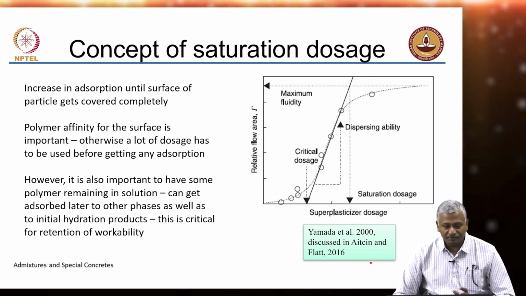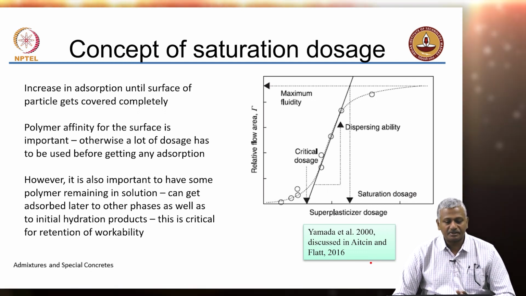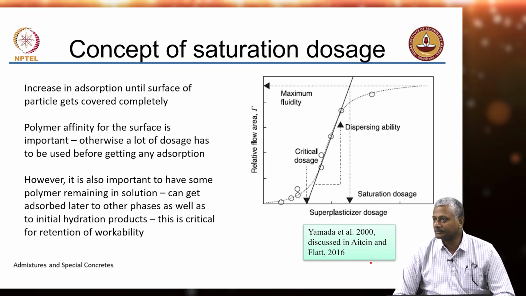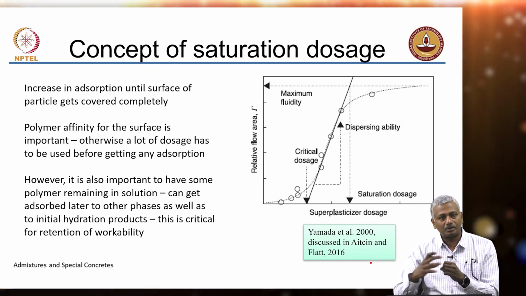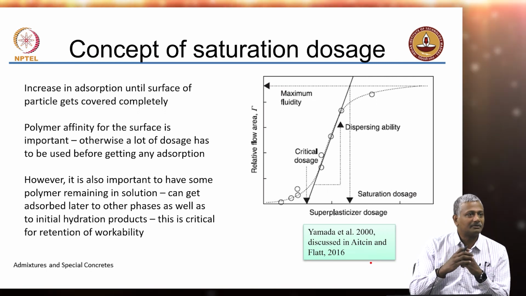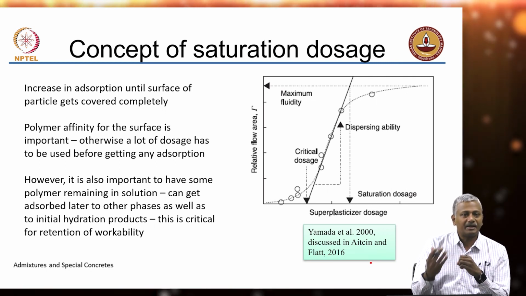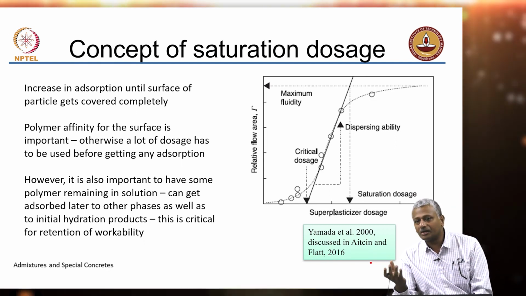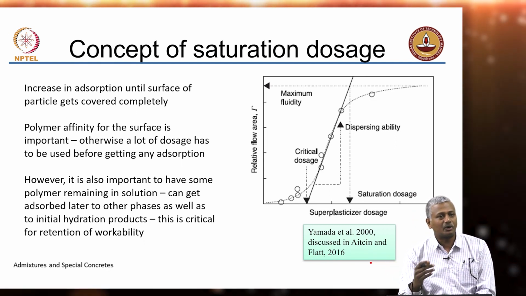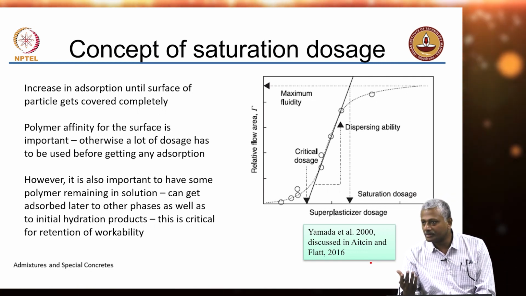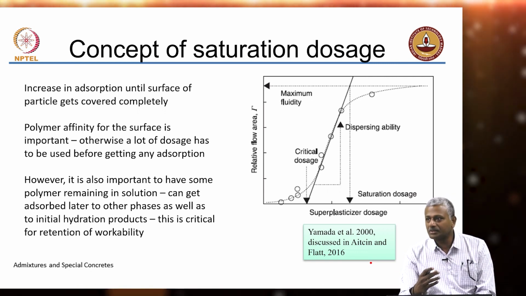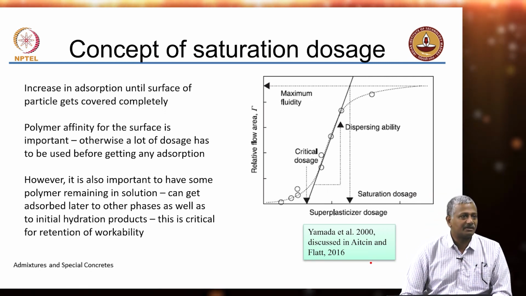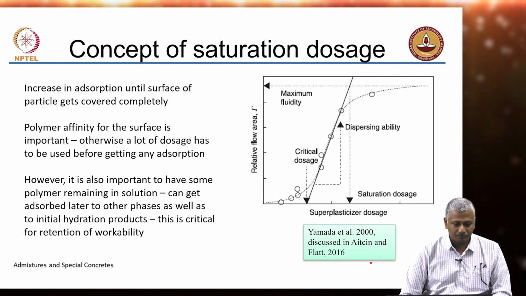So polymer affinity for the surface is obviously important, otherwise you need to keep on increasing the dosage to get any adsorption, right. If the polymer is not at all going and sticking to the surface, you have to keep on adding more and more, and you will probably not complete that adsorption at all. So that kind of a combination of cement and superplasticizers is called an incompatible combination, where the saturation does not happen at all, that you keep on adding more and more, but you do not see its effectiveness to the extent that you want to see, okay.